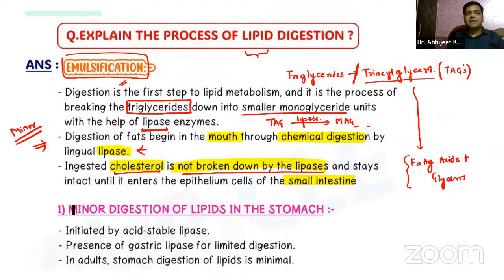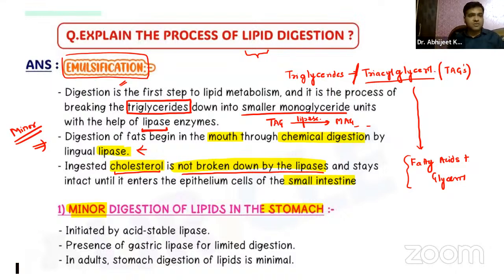Apart from that, let us discuss the steps in detail. So guys, you already know we have minor digestion of lipids in the mouth, which is also called the lingula. We have a lipase over there, the lingual lipase, which helps in the conversion of triacylglycerols into monoacylglycerols, right? Triglycerides into monoglycerides. Apart from that, there is minor digestion in the stomach also. There is no complete digestion in the stomach.